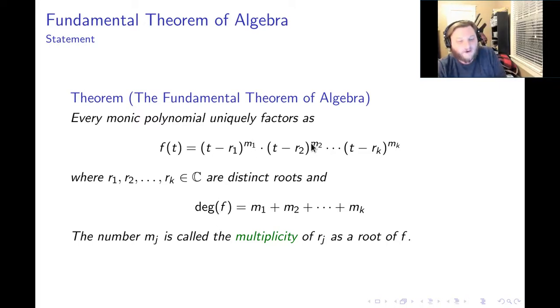The powers that occur in this factorization are called the multiplicities of the roots. So m sub j here is the multiplicity of r sub j as a root of the polynomial. So if you know all of the roots of the polynomial and you know their multiplicities, you know that you can factor the polynomial like this.